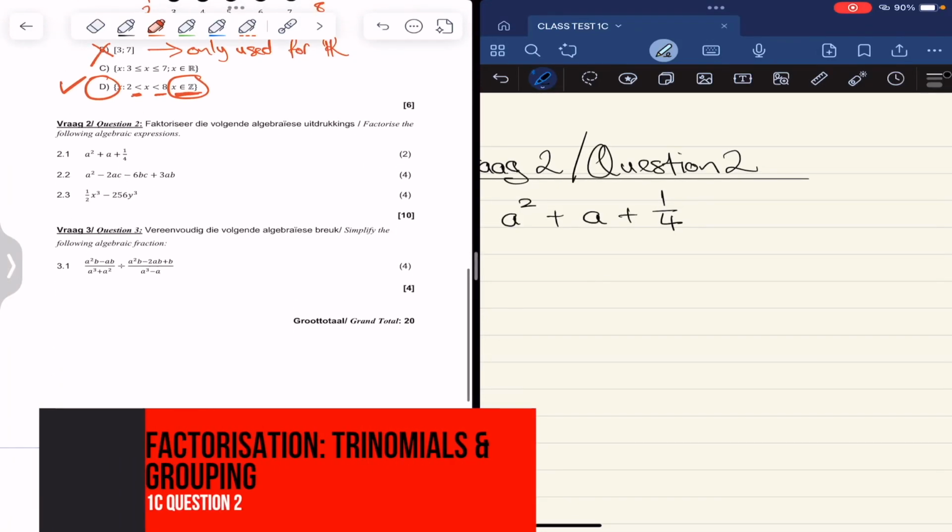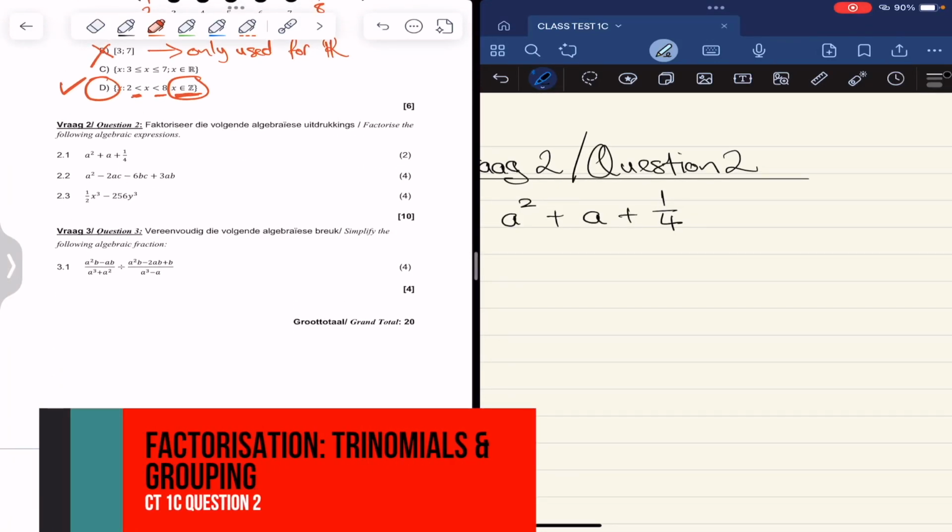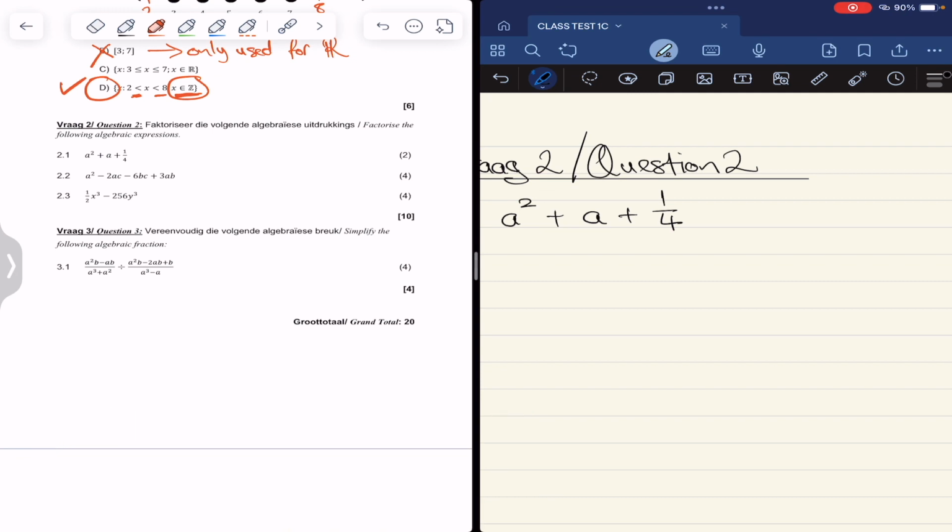Question 2, vraag 2. Ons moet die volgende algebraïese uitdrukkings faktoriseer. We are going to factorize the following algebraic expressions, 2.1, 2.2, and 2.3. And then question 3 after that will be the simplification of that algebraic expression. So we're just going to go to full screen mode here, so we can have enough space to do our thing.